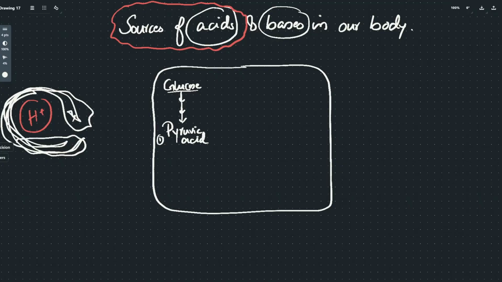Now, pyruvic acid is then converted into acetyl-CoA, and then this acetyl-CoA goes through a cycle called the TCA cycle, right? And during this process, lots of CO2 is produced. Carbon dioxide is also produced. Now, normally this is the oxidative process. Here oxygen is required, and then there is another process, the electron transport chain, that is also an oxidative process. We will not go into detail.